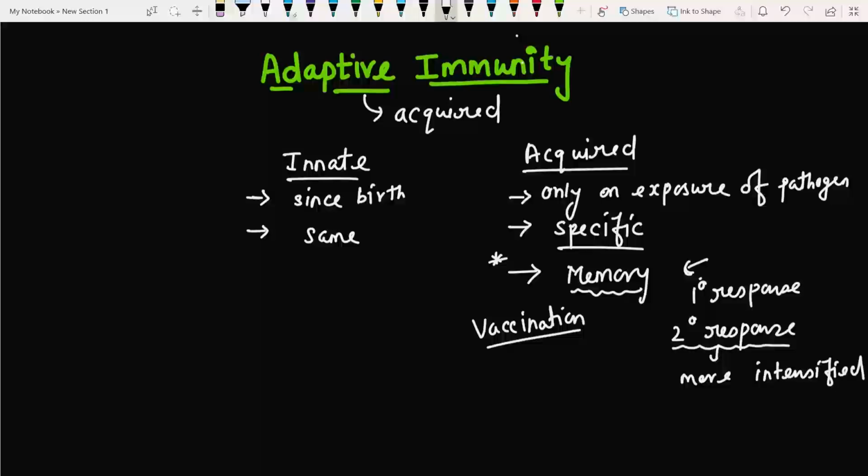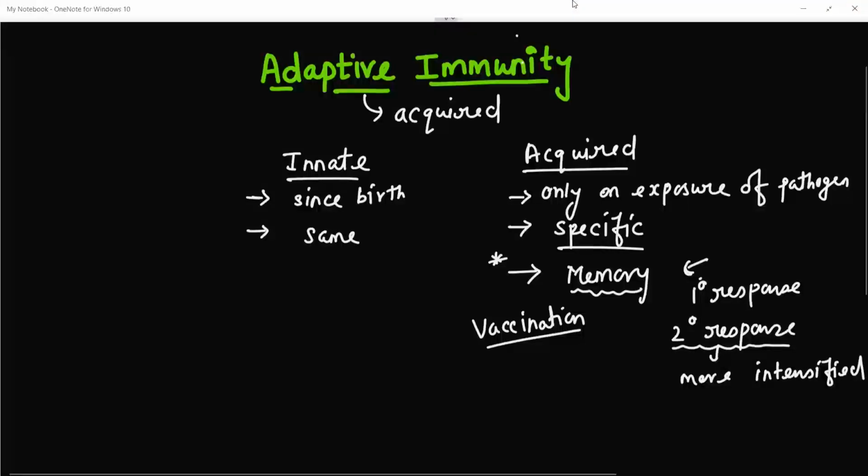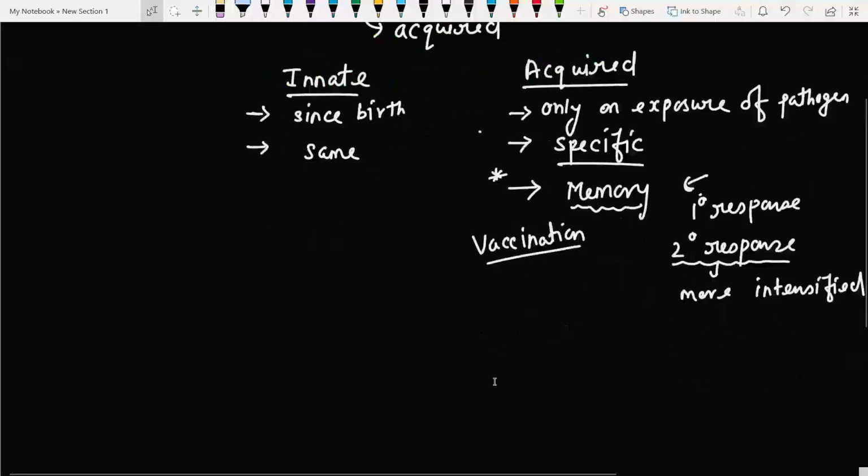So let us discuss what the cells involved in acquired immunity are and how it works. Okay, so the cells involved in acquired immunity.